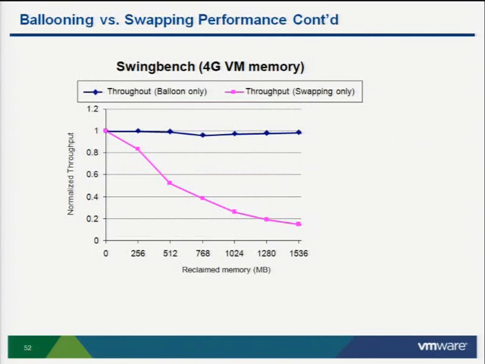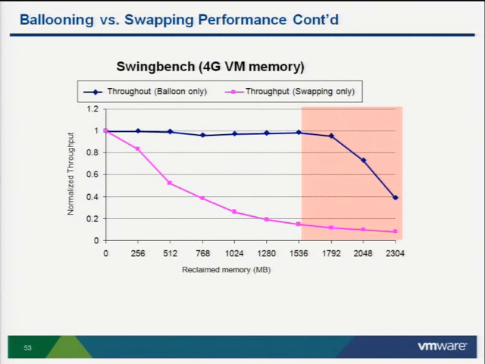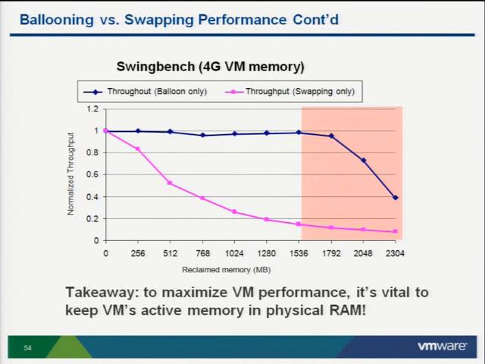So now we take our graph from before, and you notice very conspicuously the right side of the image is not there. So if we draw it out, look what happens. You can see that as we continue to increase on the x-axis and get higher and higher levels of memory reclamation, eventually we start eating into the active memory working set of that SwingBench Oracle database test. And you can see its performance go downhill. So again, what this means is that for best performance, you really need to make sure you're keeping your VM's active memory in physical RAM, in machine memory.